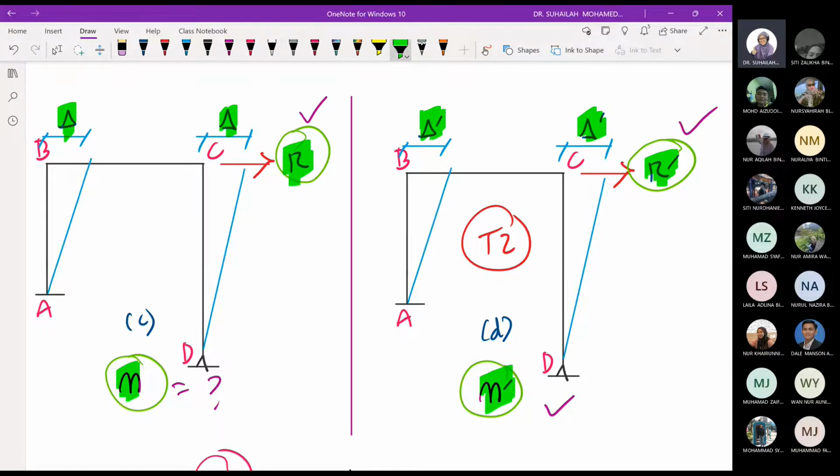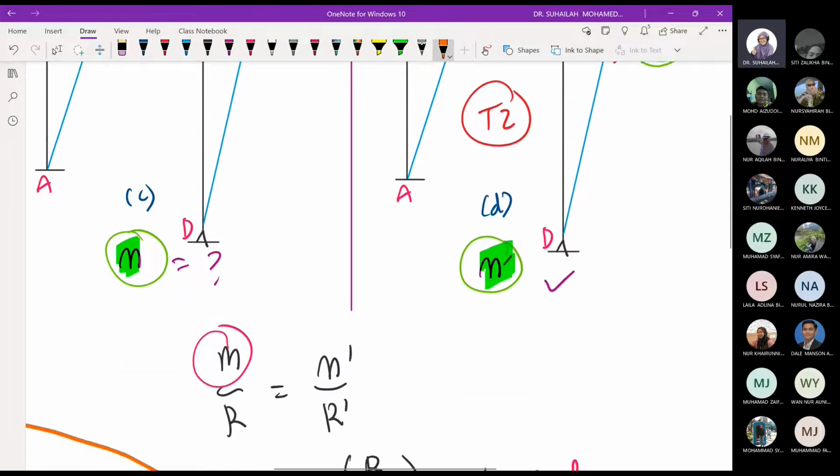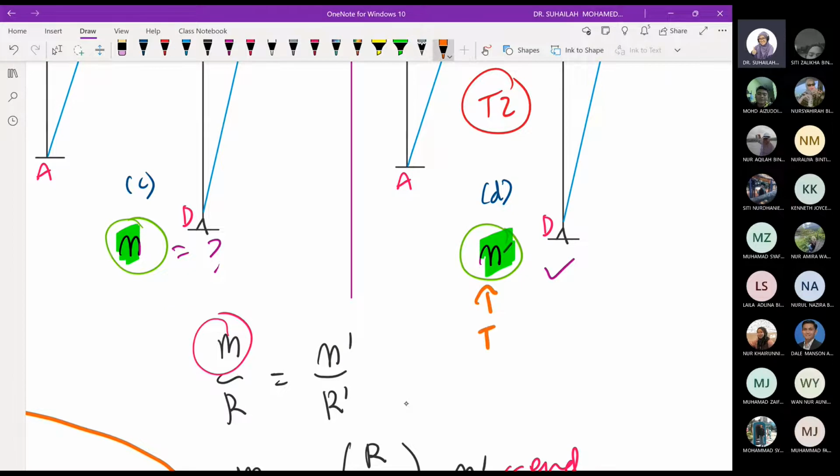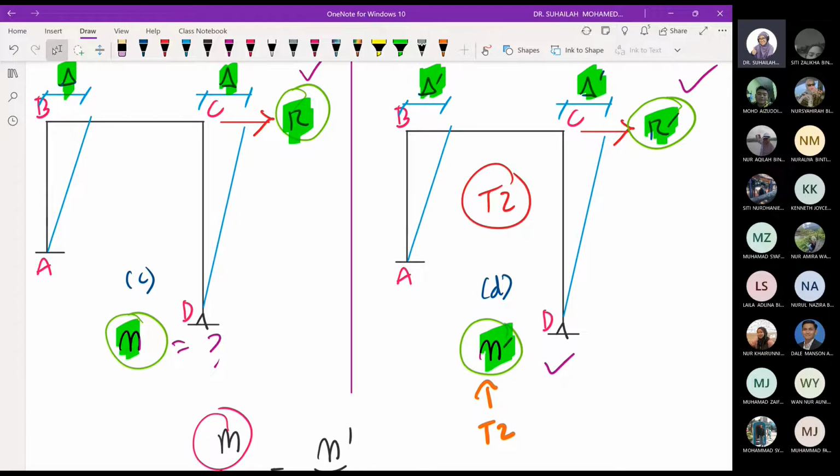So when we compare these two diagrams, okay, M prime we can get from table 2. M prime is actually the end moment. How do we get this value? From the assumption, from the FEM that we assume in this frame, in diagram D.